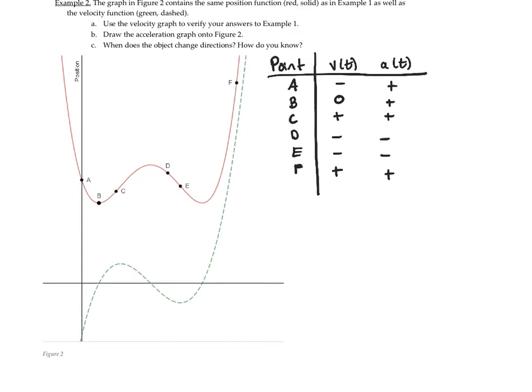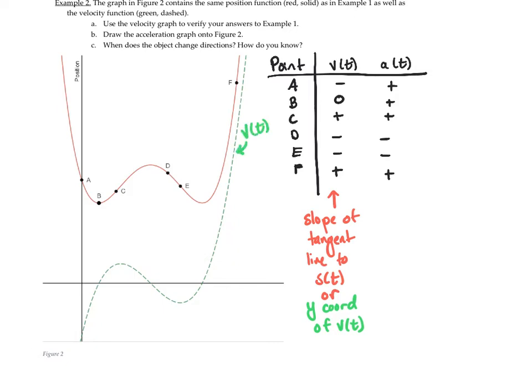For the velocity graph, we can think of velocity either as the slope of the tangent line to s of t, or we can think of it as the y-coordinate of the velocity graph v of t. So our v of t is this dashed line. So we've already thought of it as the slope of the tangent line. When we're verifying our answers, we're going to think of the second option, the y-coordinate of the velocity graph.